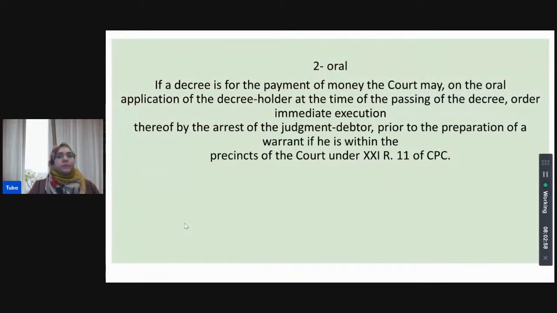It's oral, right? So, if the decree is for the payment of money, the court, on oral application of the decree holder at the time of passing the decree, is allowed to order immediate execution. What does it do thereby? It arrests the judgment debtor prior to the preparation of a warrant if the judgment debtor is within the precincts of the court itself.